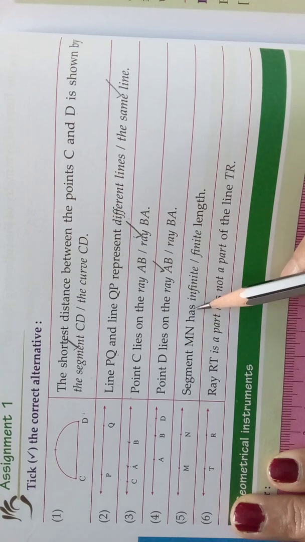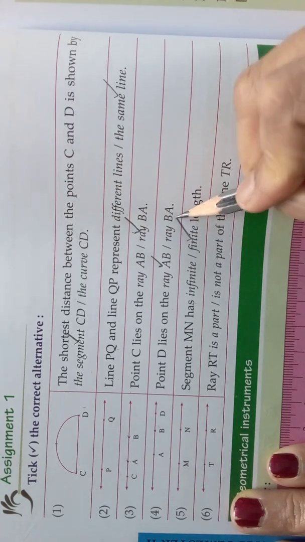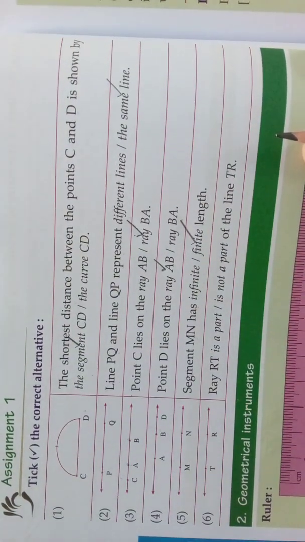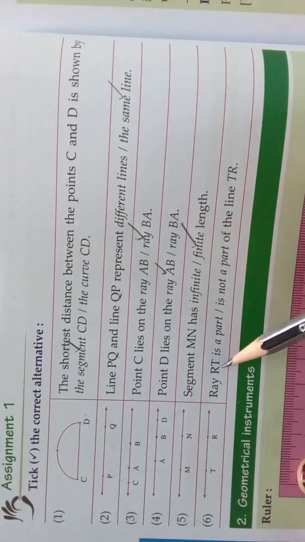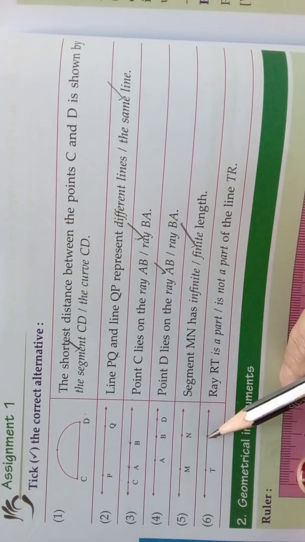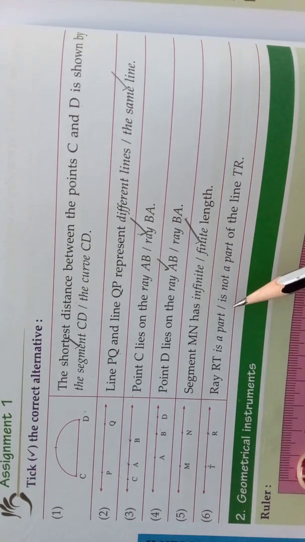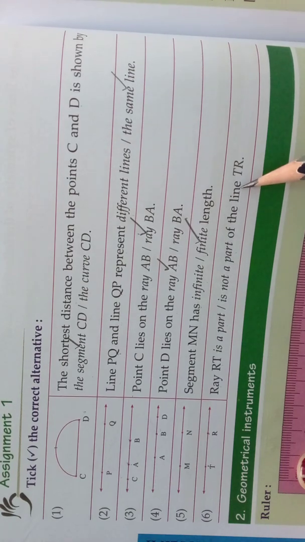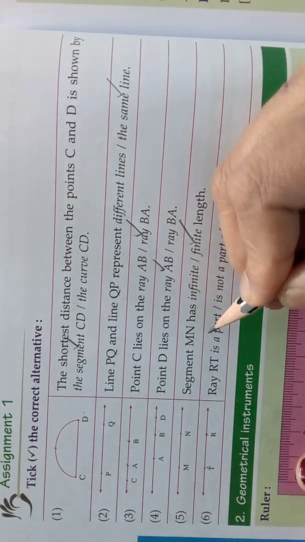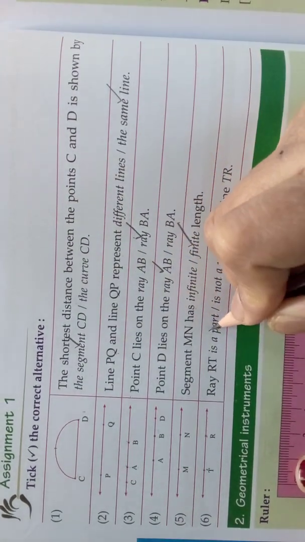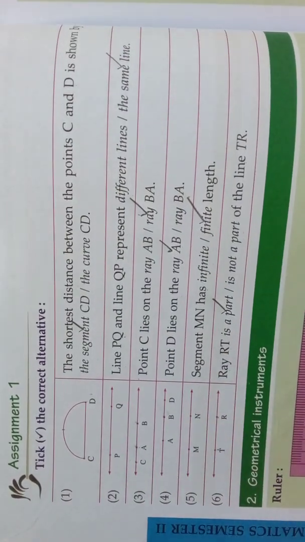What is the fifth one? Segment MN has infinite length or finite length? A segment has a finite length. We can measure the segment, but we can't measure the length of the line. Ray RT, with R the initial point, is a part of line TR. See, ray RT is a part of line TR. Understood, children?